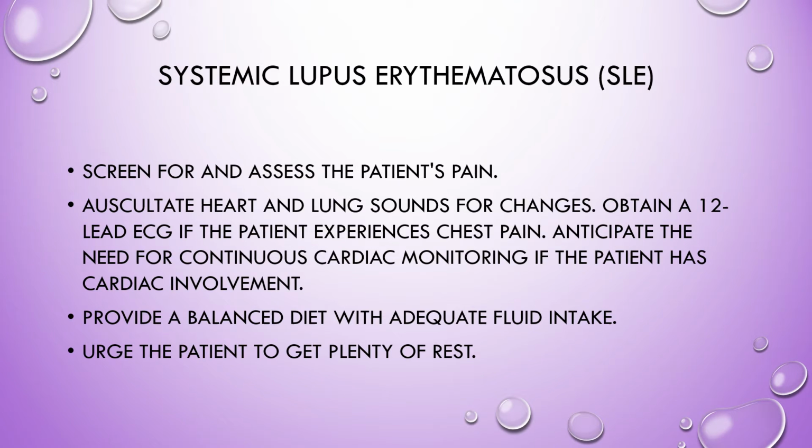So we're going to screen the patient's pain and auscultate heart and lung sounds for changes. We're going to obtain a 12-lead EKG if the patient experiences chest pain. We'll anticipate the need for continuous cardiac monitoring if the patient has cardiac involvement. We're going to provide a balanced diet with adequate fluid intake, and we're going to urge them to get plenty of rest because flares of lupus or exacerbations can be brought on by stress on the body.